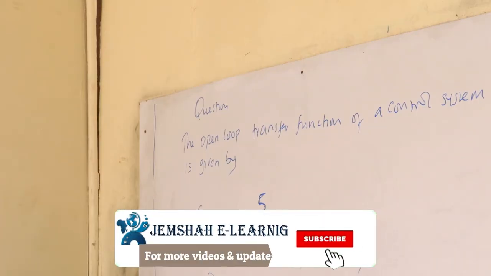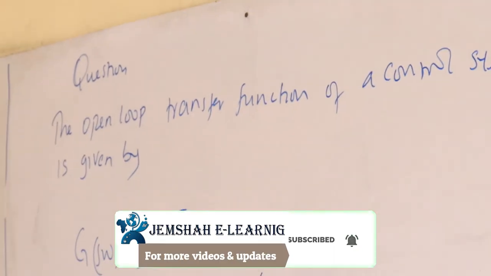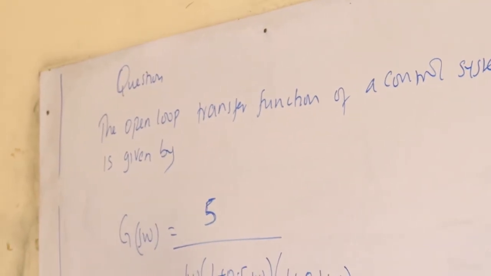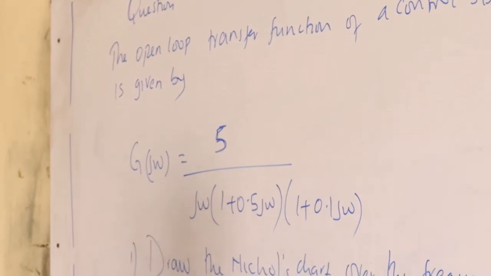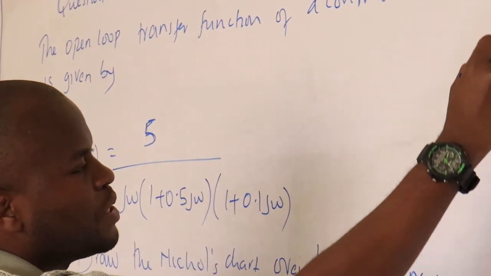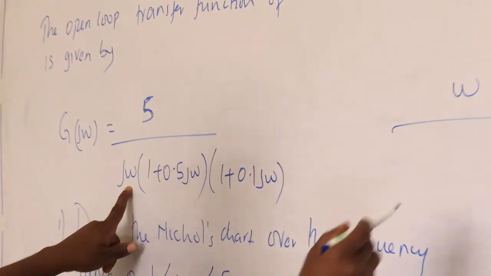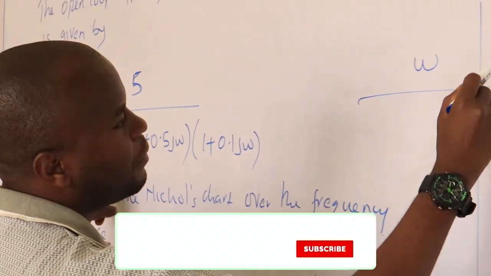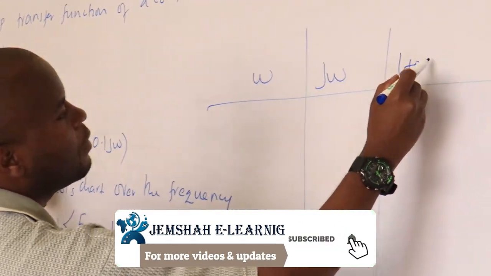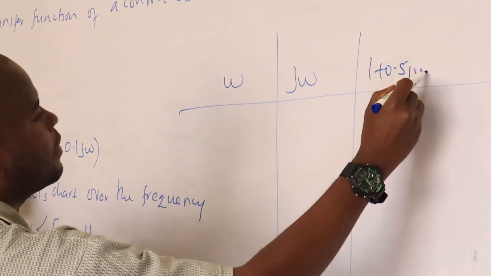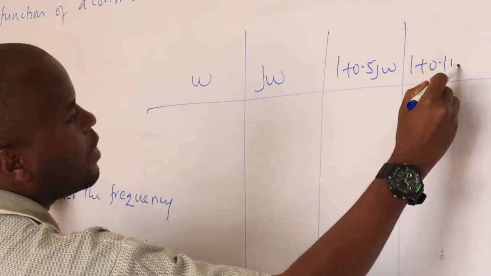So there it is. You obtain that. The first thing, you are going to arrange this in terms. You've been told that it is between 1... So there is no table, so you are going to generate your table. Of course, you are going to have the frequency in each and every term. Which terms are there? The j omega term, then 1 plus 0.5 j omega, then 1 plus 0.1 j omega.